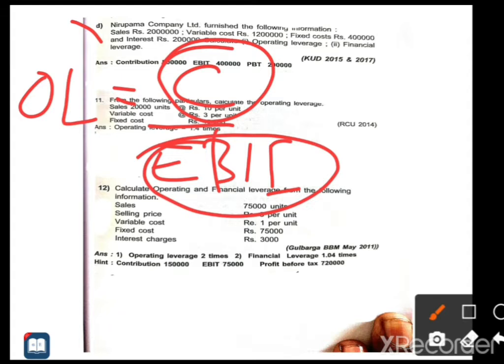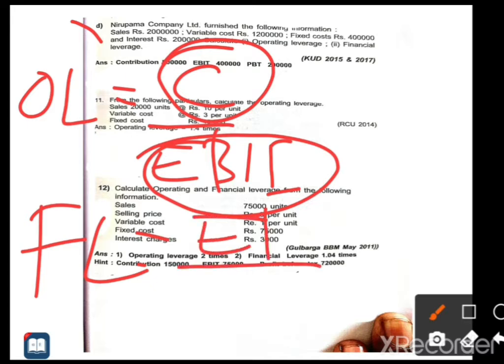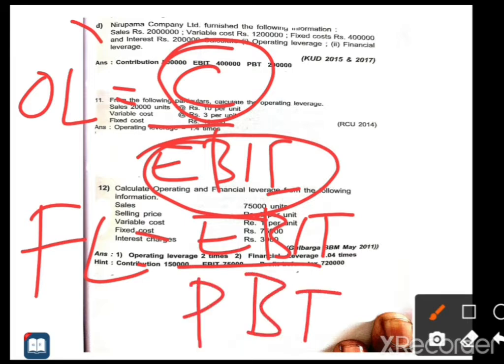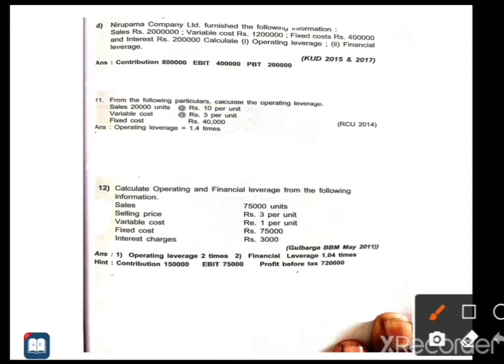And in the same way, what is the formula for financial leverage? Financial leverage is equal to EBIT divided by PBT, profit before tax. Again, this is also not available in the given information. So from the given information, we have to first identify the necessary information for calculation of operating and financial leverage. So make a working note: calculation of leverages.